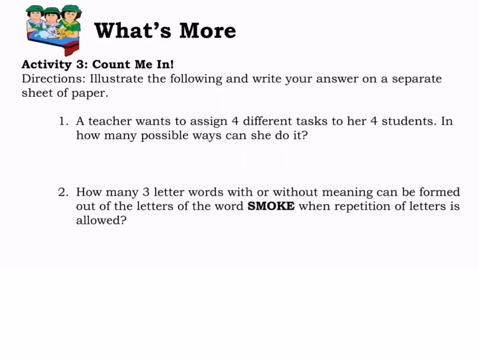A teacher wants to assign 4 different tasks to her 4 students. In how many possible ways can she do it? In number 1, the answer is 24.